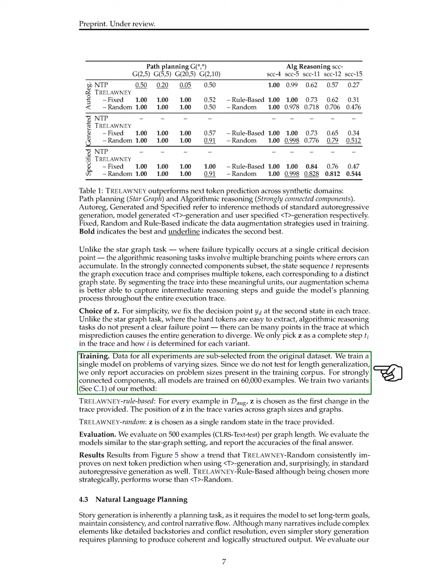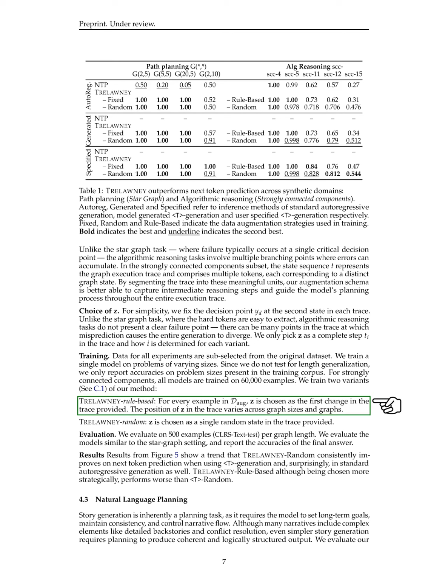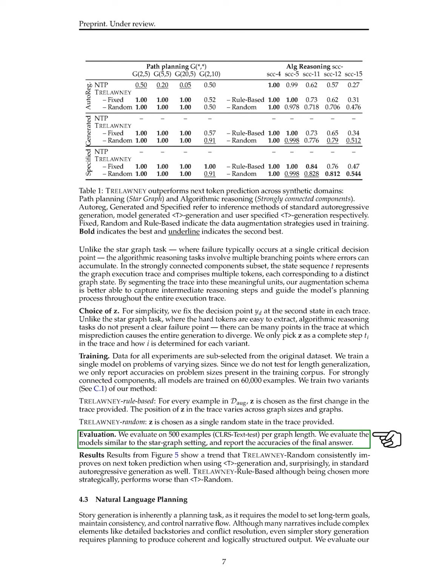In our training process, we use a subset of the original dataset, training a single model on various problem sizes. We report accuracies only for the sizes present in the training data, with 60,000 examples for strongly connected components. We explore two variants of our method: Trelawney rule-based, where the first change in the trace is chosen, and Trelawney random, where a random state is selected. For evaluation, we assess 500 examples per graph length, similar to the star graph setting, and report the accuracies of the final answers.